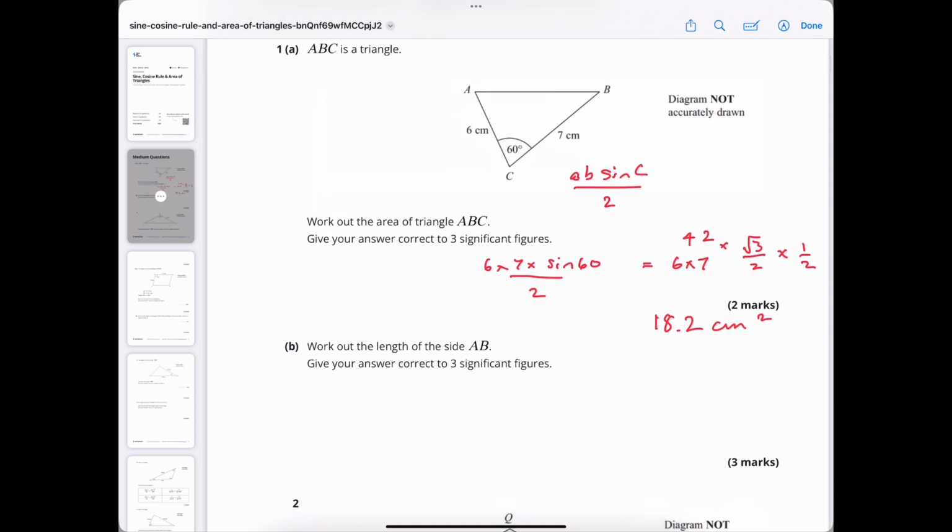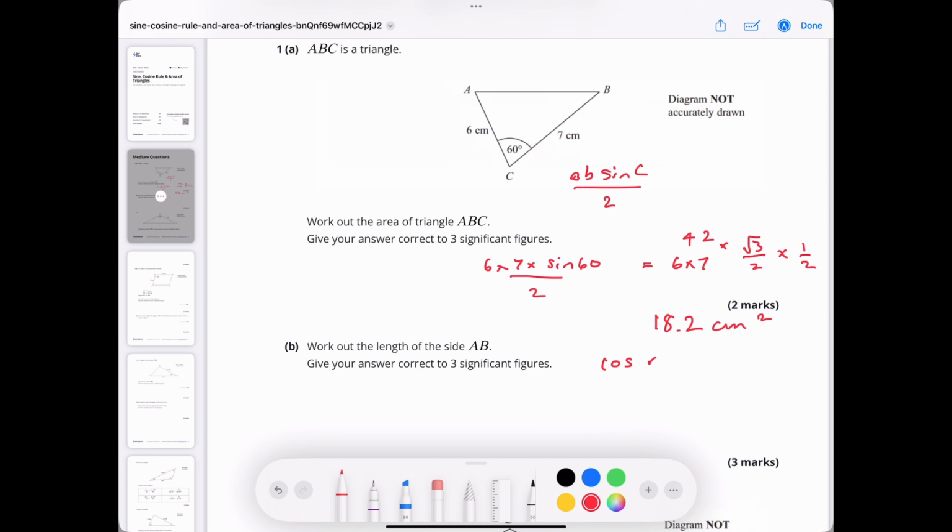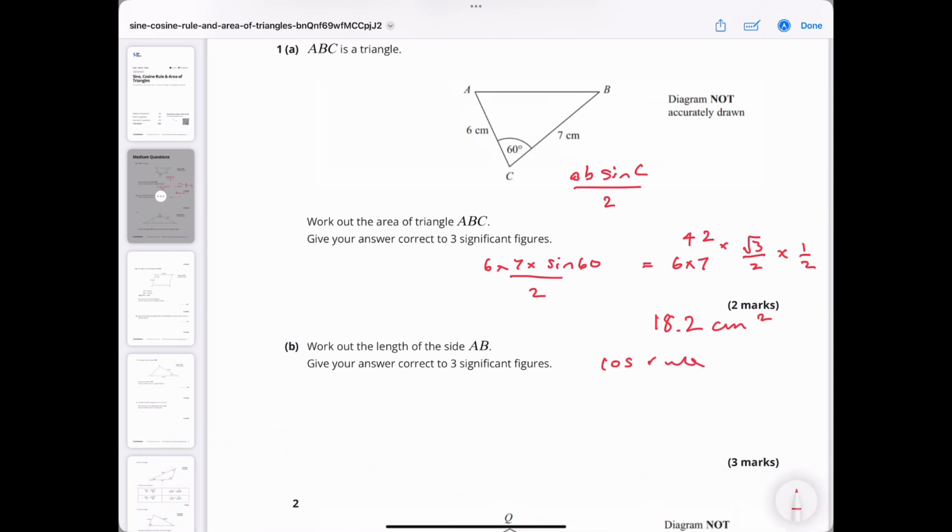Right, work out the length of side AB. Now this is unfortunately the cos rule. Let's just write the cos rule, and you'll find this on the front of all your papers. The cos rule is that c squared equals a squared plus b squared minus 2ab cos C.